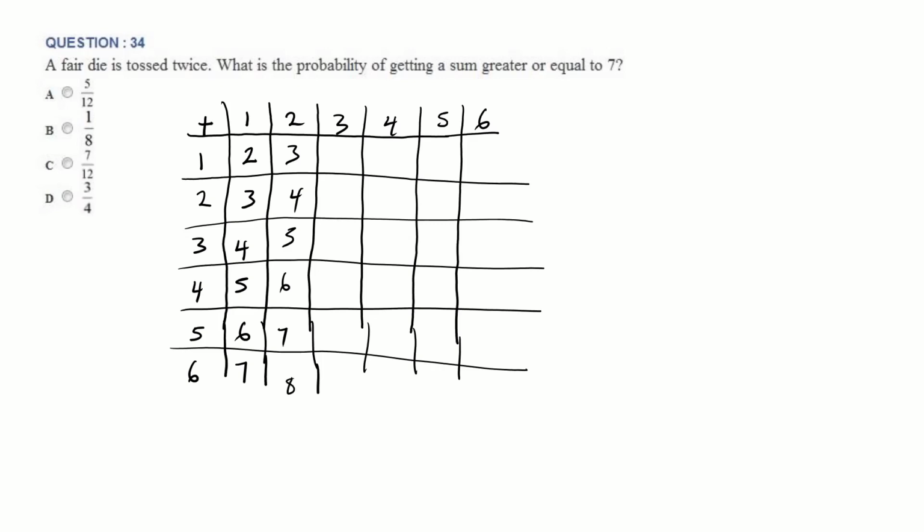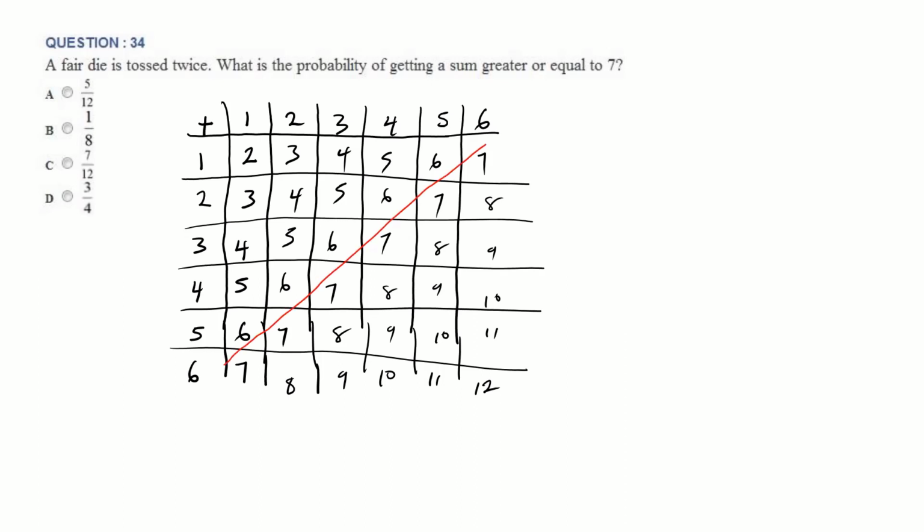The table is easy to fill. This is going to start from 4, 5, 6, 7, 8, 9. And it starts from 5, 6, 7, 8, 9, 10. And this is 6, 7, 8, 9, 10, and 11. And this is 7, 8, 9, 10, 11, and 12. So we are given the probability of getting a sum greater or equal to 7. A sum greater or equal to 7. So we start counting from 7, 7 or anything upwards.